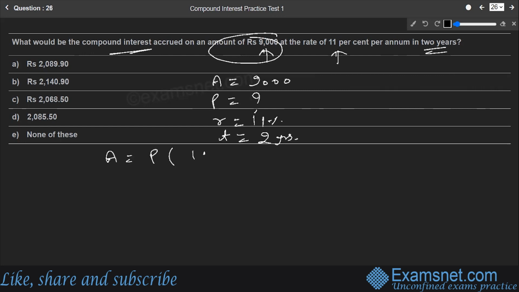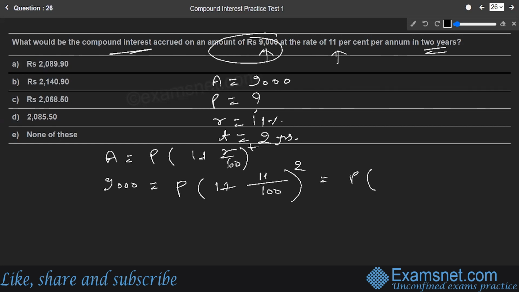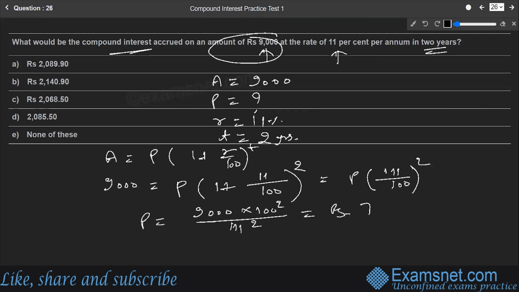Amount is equal to P into (1 plus R over 100) to the power T. If we solve this, 9,000 will be the amount, is equal to principal value, which is unknown, into (1 plus rate value 11 by 100) to the power time value 2. Okay. If we solve this equation further, this comes out to be P into (1 plus 11 by 100), which is going to be 111 over 100's whole square. So the P value can be formulated as 9,000 into 100 square divided by 111 square. If you solve this further, this is actually coming out to be rupees 7304.60. So that is the principal value coming.